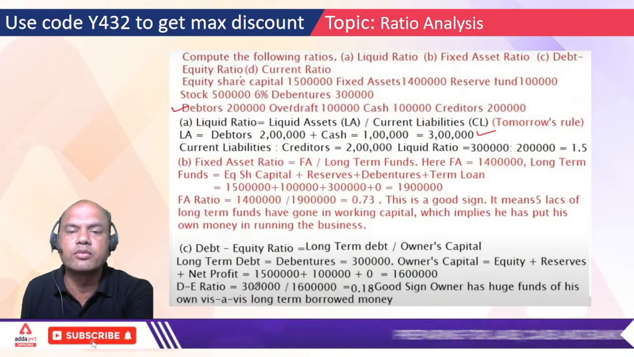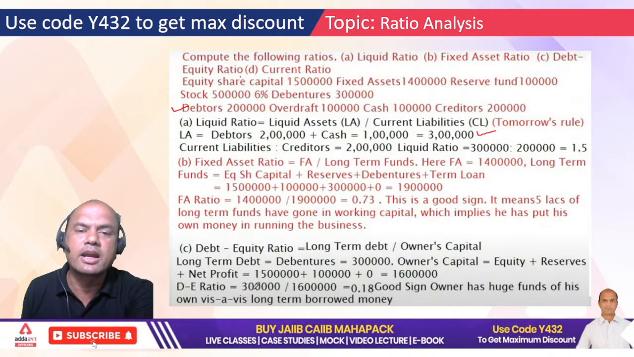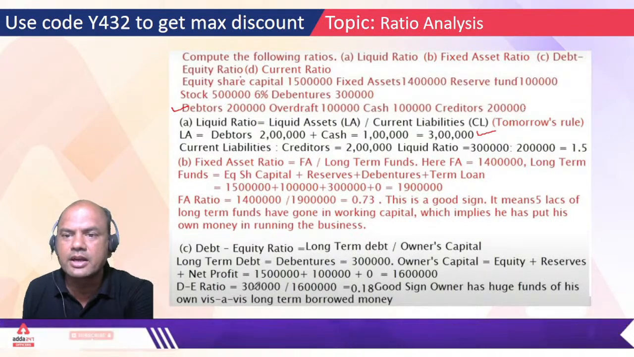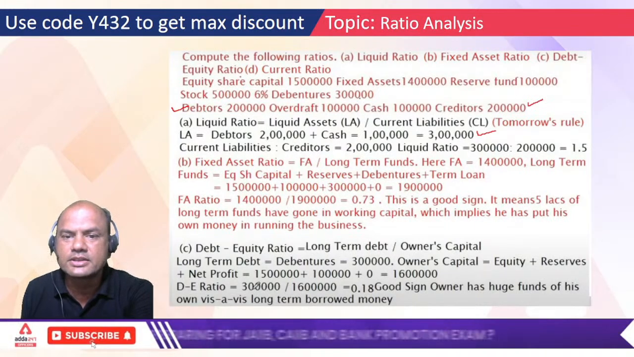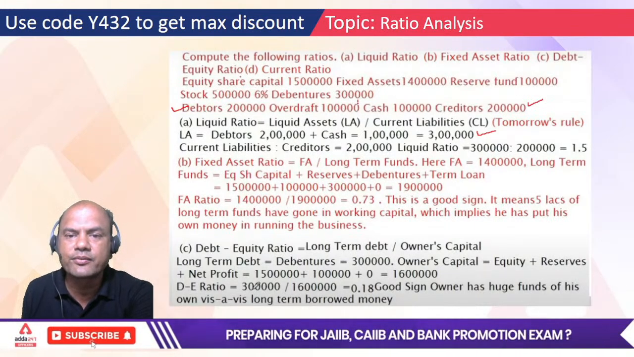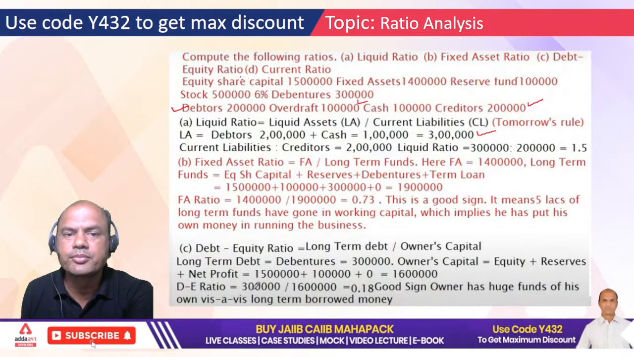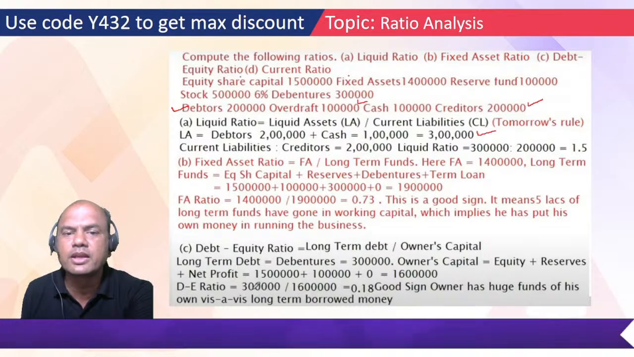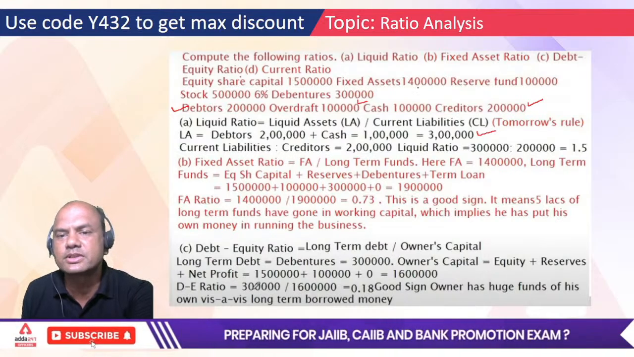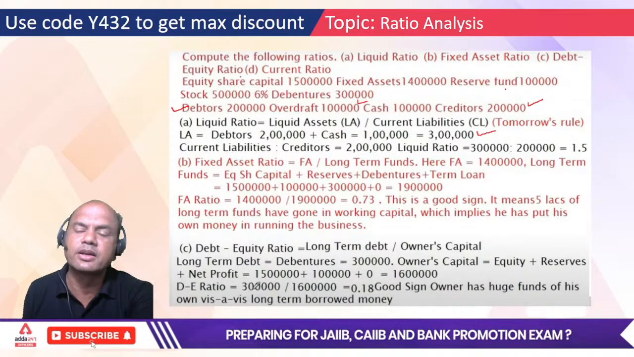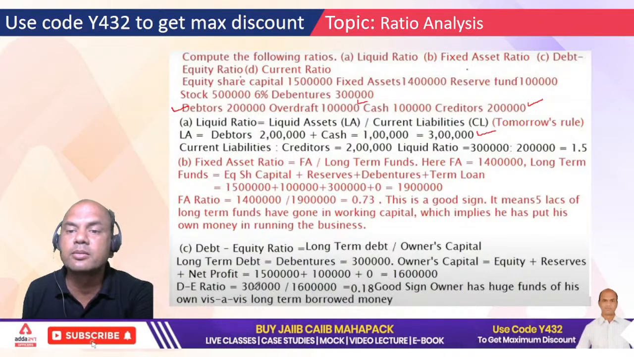So what are there over here? See this. Current liabilities given, creditors, this is 2 lakh. Then second is OD, this is 1 lakh. Anything else? Stock, debentures, no. Long term equity, long term liability, fixed asset. Fixed asset is different altogether. Reserve fund, this is R&S, long term liability again.